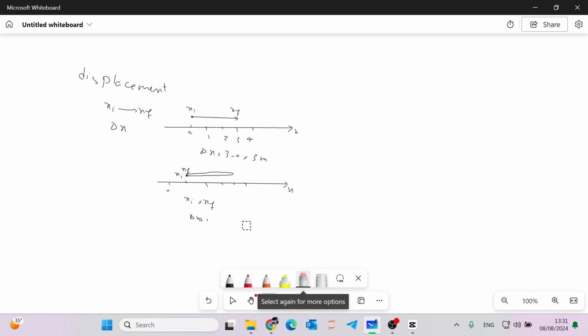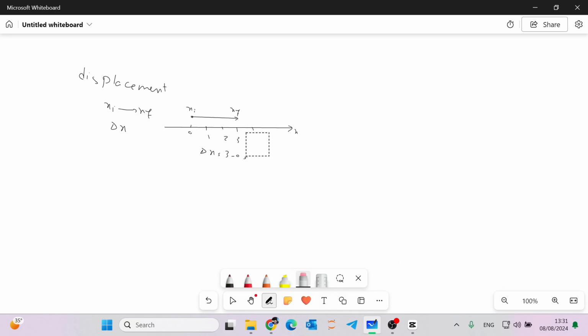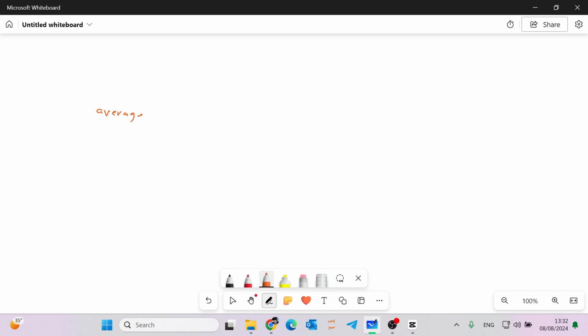Okay. Now let's talk about average velocity. What is average velocity? Average velocity is your displacement over the time it takes. V bar equals delta x over delta t. Your displacement over the time it takes: xf minus xi over tf minus ti.